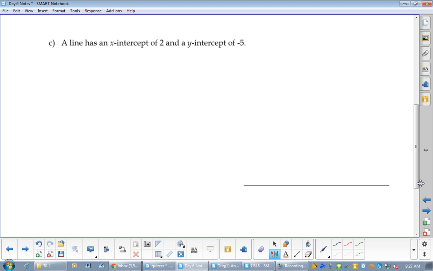What is the point x-intercept 2? You're right. 2, 0. How about y-intercept of -5? 0, -5. Remember, x-intercept when y equals 0. Y-intercept when x equals 0. Okay? Now, because I want to be informed when I do this question, I will graph it quick. 2, 0. 0, -5. Okay?